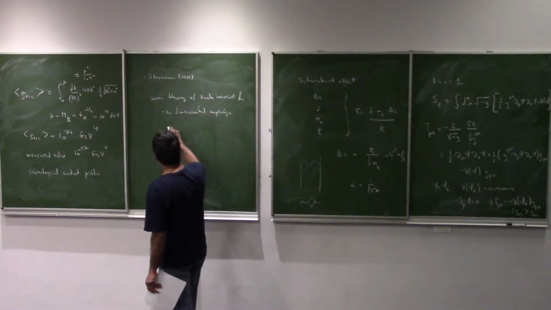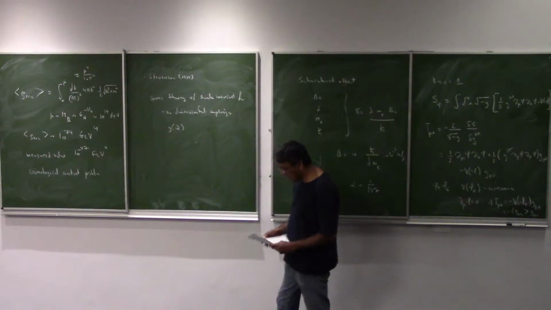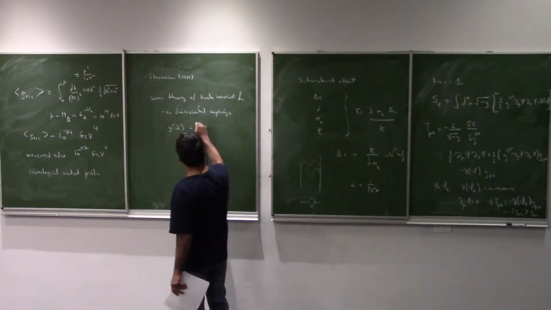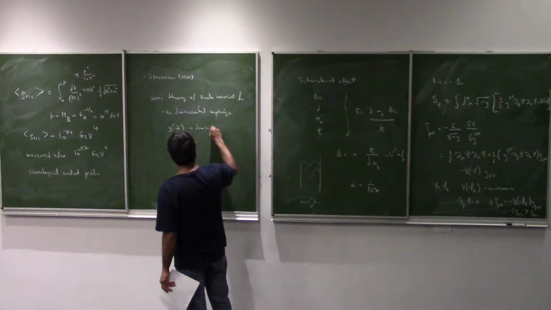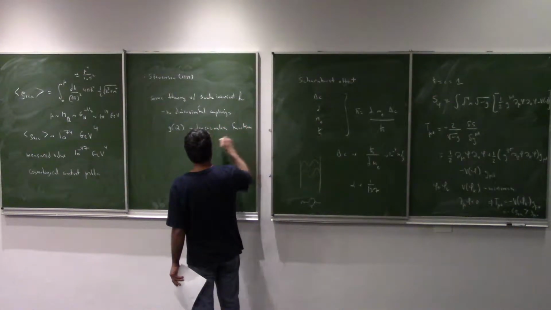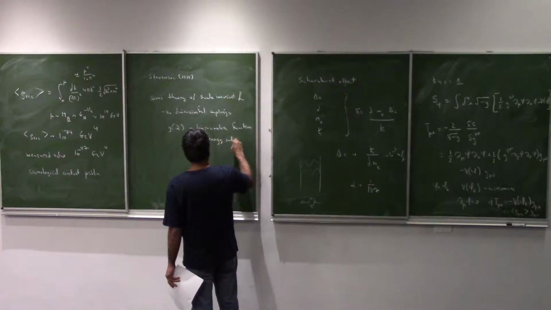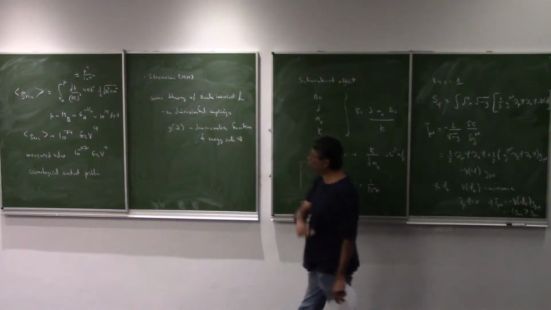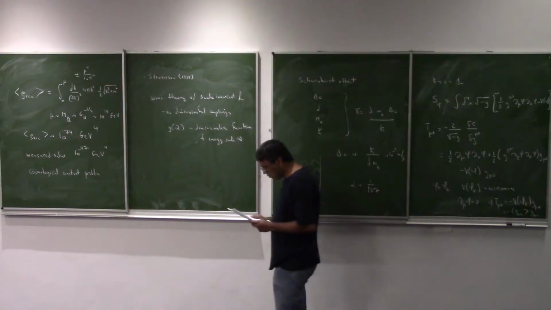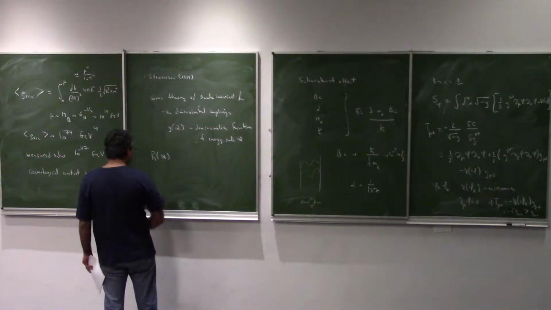So the task we want to set ourselves is to measure some observable rho of Q. Q is an energy scale. And rho is dimensionless, it's a function of some energy scale. And we want to determine the form of this function.